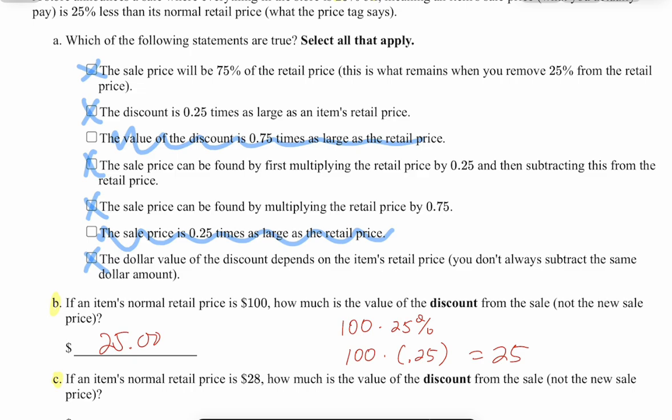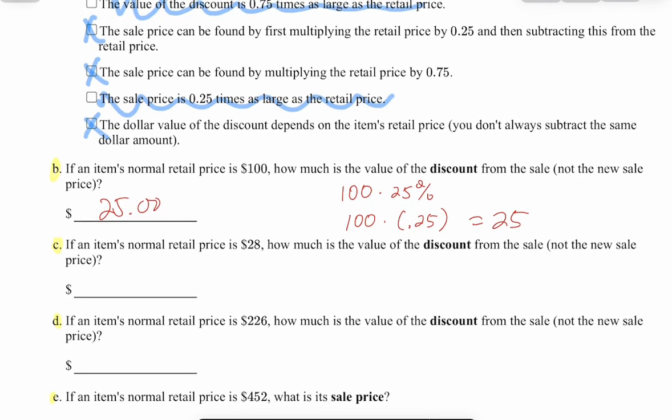Now, it says if an item's normal price is $28, what is the value of the discount? So here we would have to do 28 times 25%. So if you want to try that, go ahead. If it is different, remember whatever yours is, mine is 28, I'm going to multiply by 0.25. If yours is 14 times 0.25, whatever it is, the discount, you're going to multiply those. For my particular one, my discount is $7.